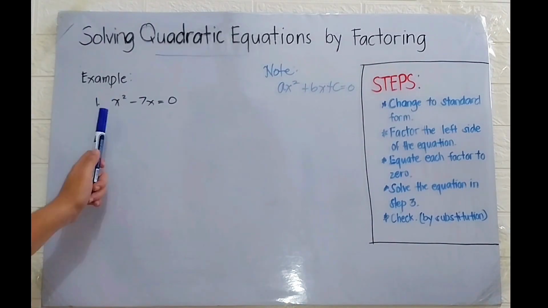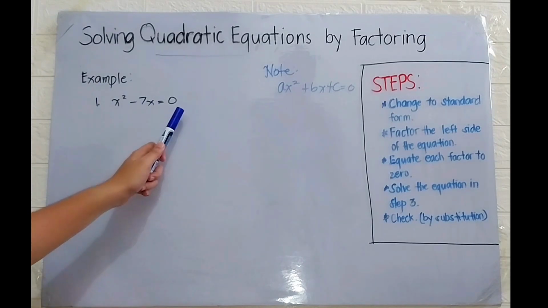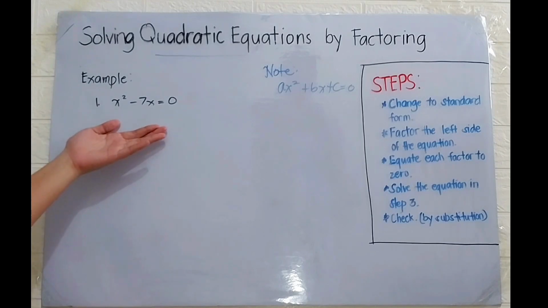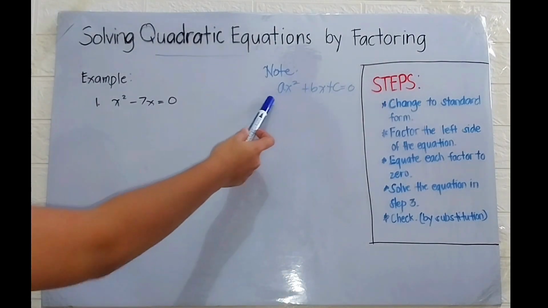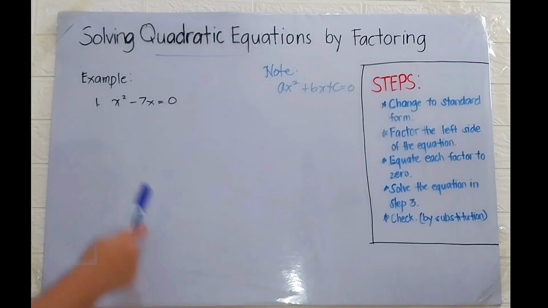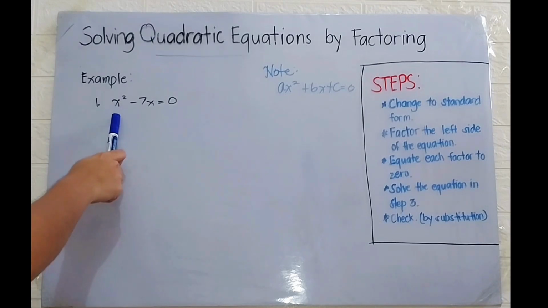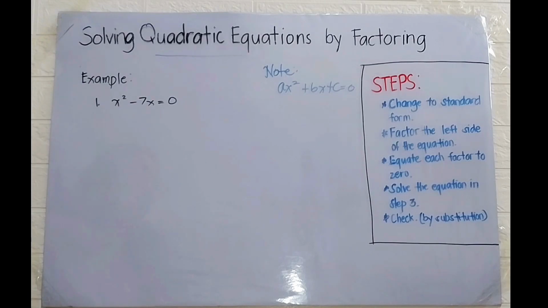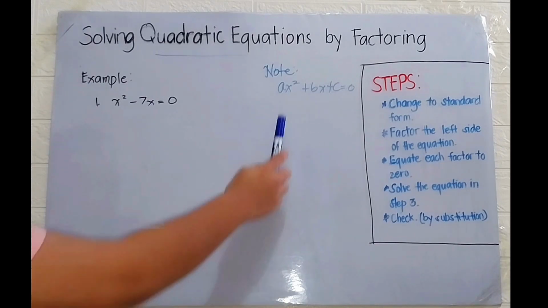So the example is x squared minus 7x is equals to 0. As you can see, it was already written in our standard form. The difference is the ax squared is present, the bx is present, but there is no c or the constant. The most important thing in a quadratic equation is our x squared. Okay lang mawala si bx at si c, basta hindi mawala si x squared, kasi nga the definition of a quadratic equation, it has the highest degree of 2.